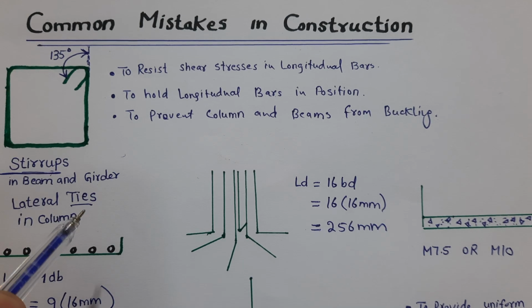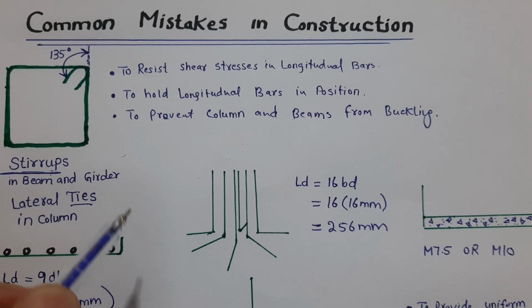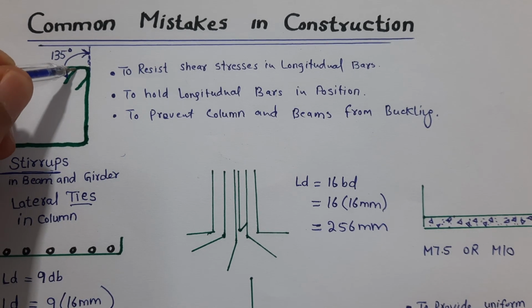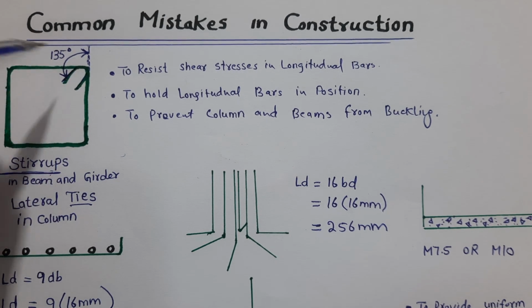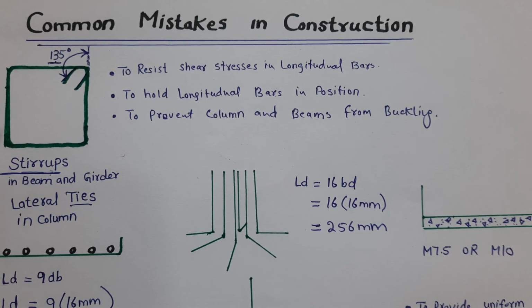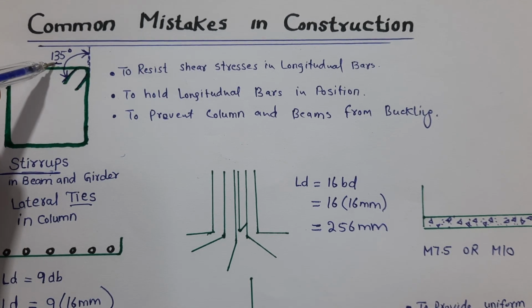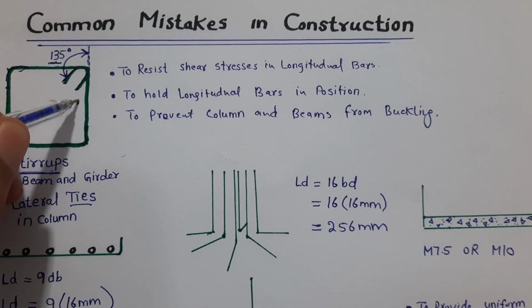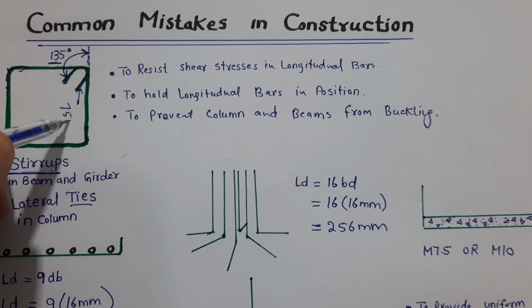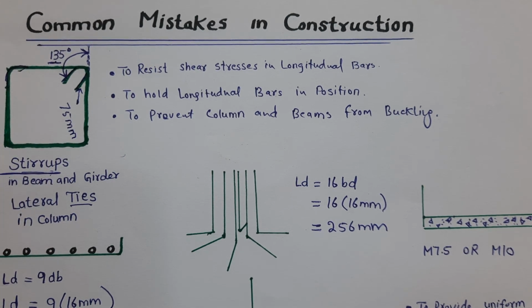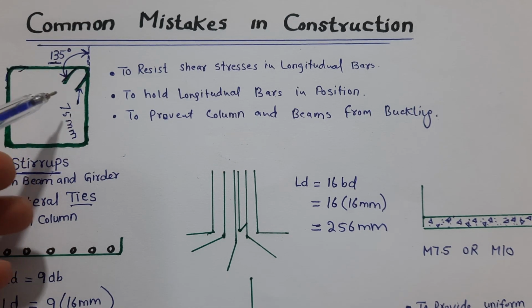So why are we providing this, and what's the reason behind it? What should be the angle of these hooks? The hook's angle should be 135 degrees, not 90 degrees. Don't provide it like this, but provide it like this, which is at 135 degrees. And the length of the hook should not be less than 75 millimeter, which is 3 inches. Very simple.